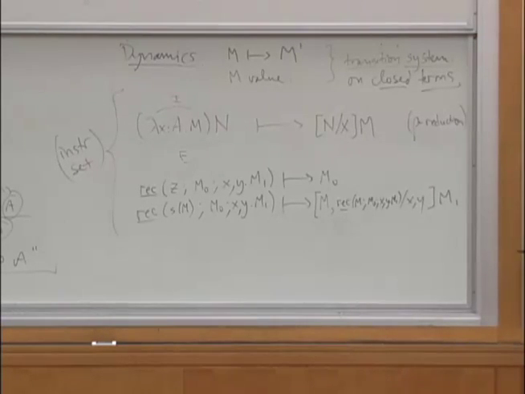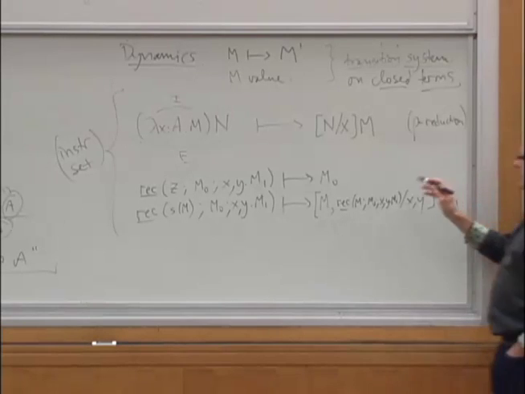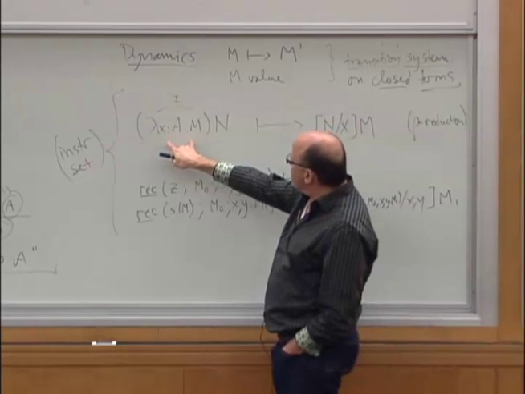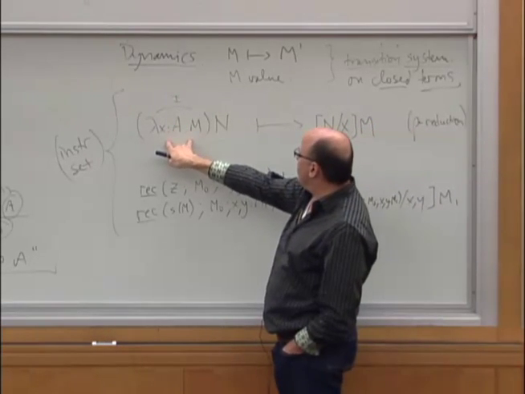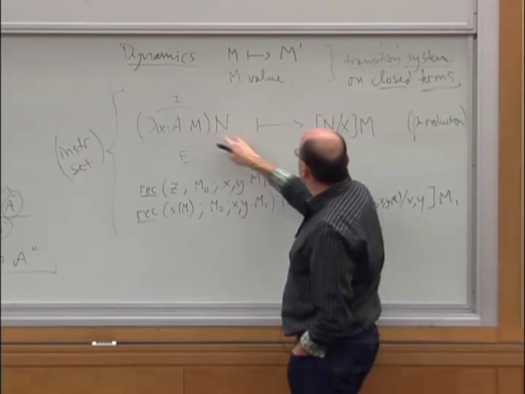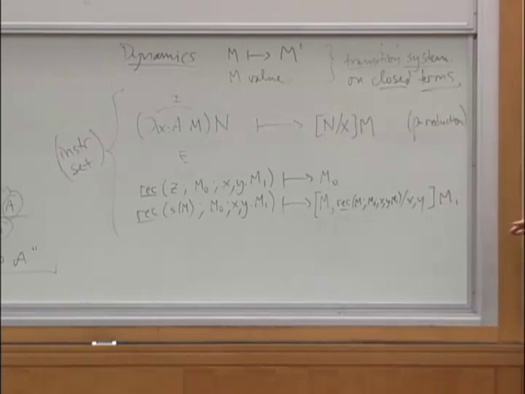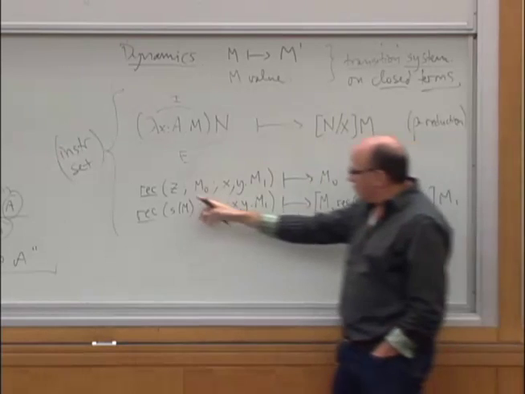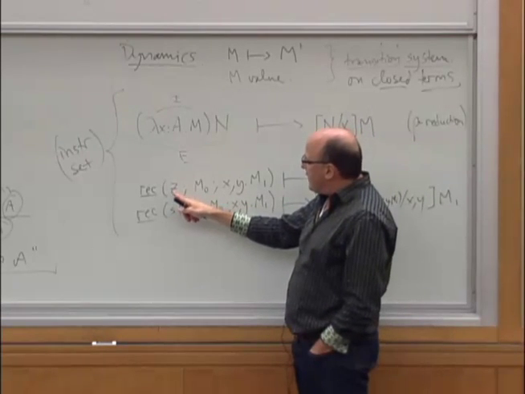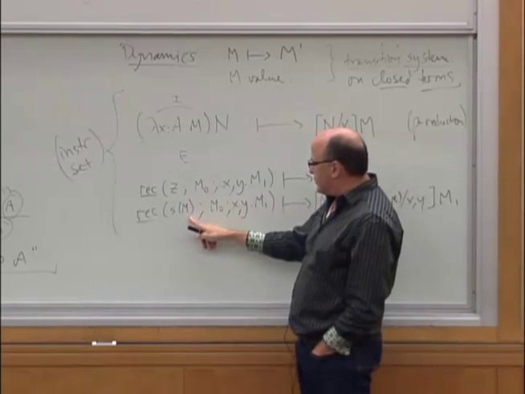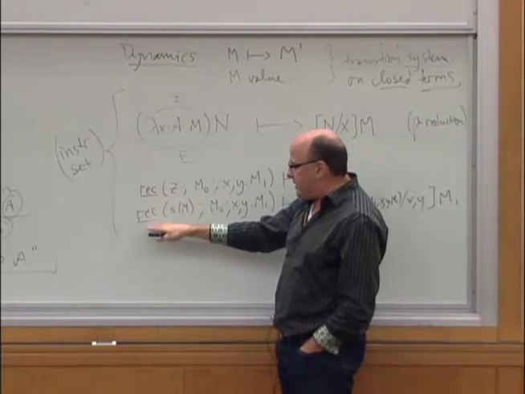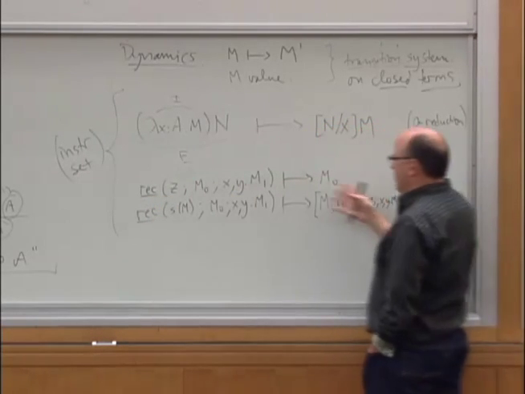Now, there's something more that we need. This is well and good. It tells us that if I have a lambda in front of me and I apply it to an argument, I can reduce it. But we also need some additional rules, and this tells us what to do if I have a 0 in front of me or if I have a successor in front of me, where me in this case is the recursor, then I know what to do.